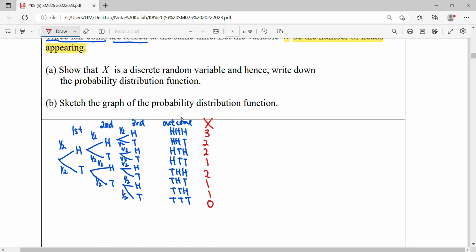Alright. So what is their probability for each case here? Each case here, head, and head, and head, so the probability is 1/2. Here also 1/2, 1/2, 1/2. So it will give us 1/8. So 1/8, 1/8, 1/8, 1/8. So we analyze all the cases.